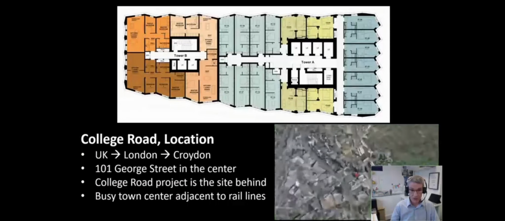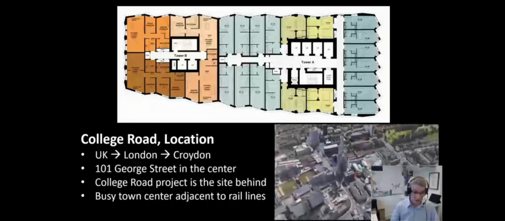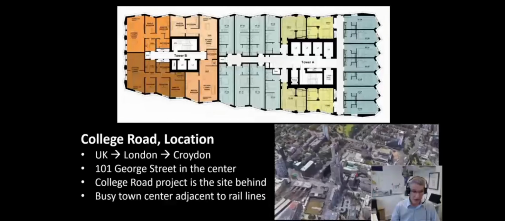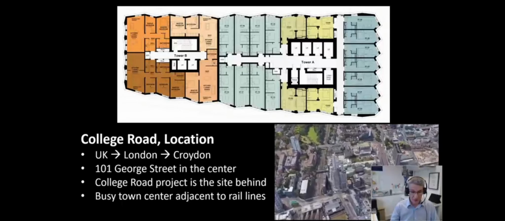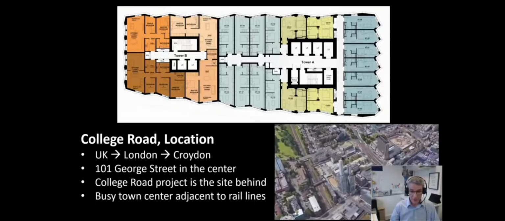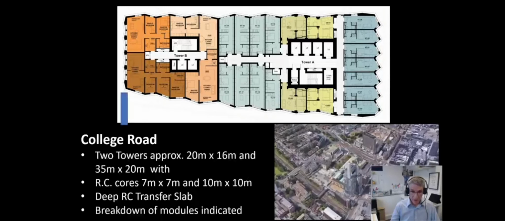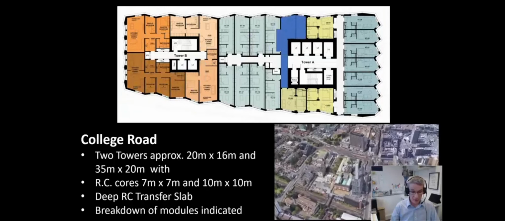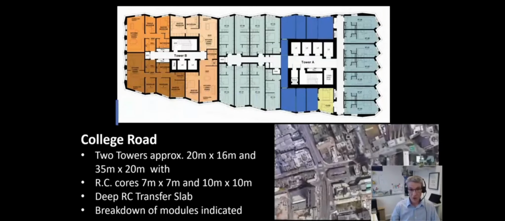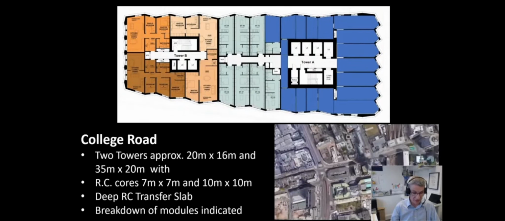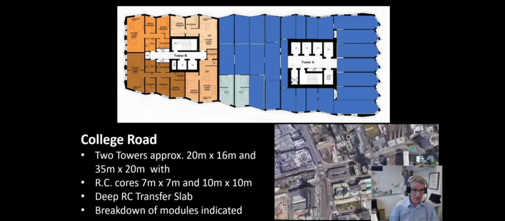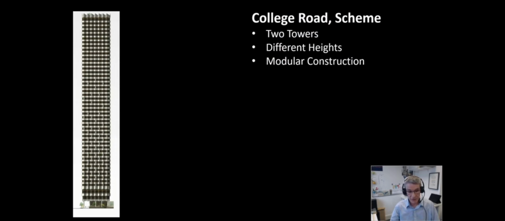In terms of location, both the 101 George Street project and the College Road project are located in Croydon. That's George Street in the center of the video clip there, with the College Road site appearing behind it. And the upper image here shows the modular layout that we use on the project. There are a couple of rectangular modules internally, but all the perimeter modules have shaped ends. There are two towers, approximately 20 by 16 and 35 by 20, with RC cores 7 by 7 and 10 by 10 centrally placed in both towers.